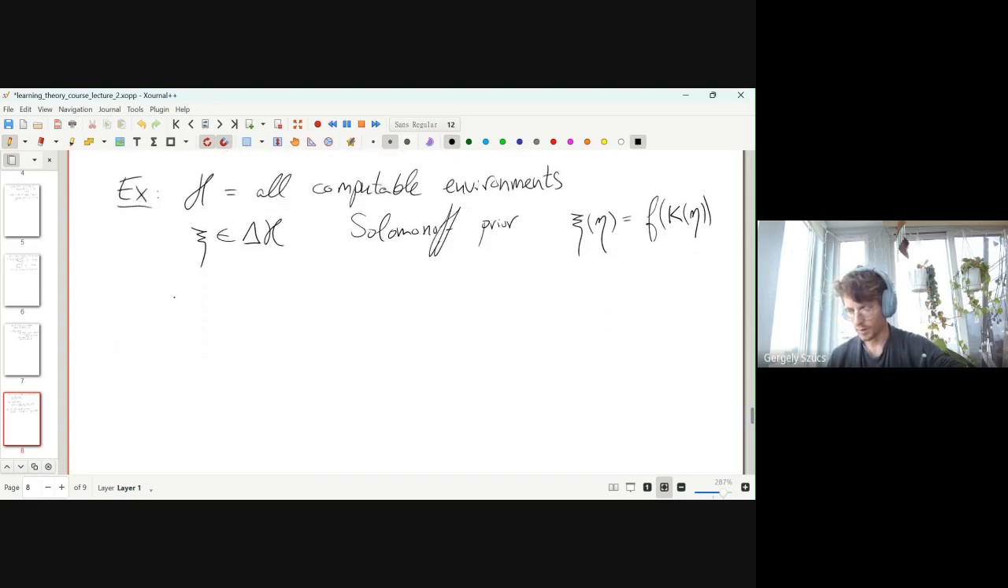And so in this case, the Bayes optimal policy with respect to some utility function u is what's often called AIXI of that utility function, or sometimes just called AIXI. Okay, so this is one example of a Bayes optimal policy with respect to a certain big class of environments and a certain prior.